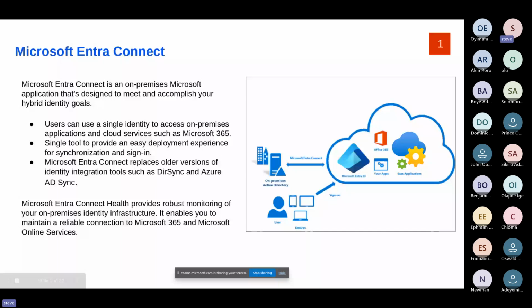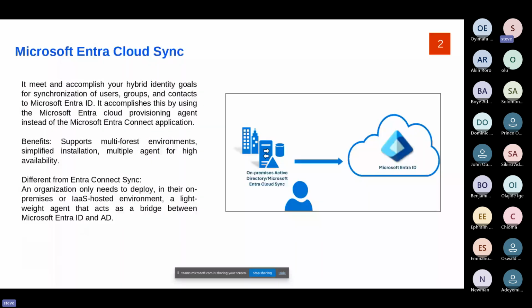So now, what is the Microsoft Entra Cloud Synchronization? Microsoft Entra Cloud Sync is a solution that meets and accomplishes your hybrid identity goals for synchronization of users, groups, and contacts to Microsoft Entra ID. And it accomplishes this by using the Entra Cloud Provisioning Agent instead of the Entra Connect application. So now this brings some benefits to your organization, such as that it supports multi-forest environments, and it also has a simplified installation, and it has multiple agents for high availability.